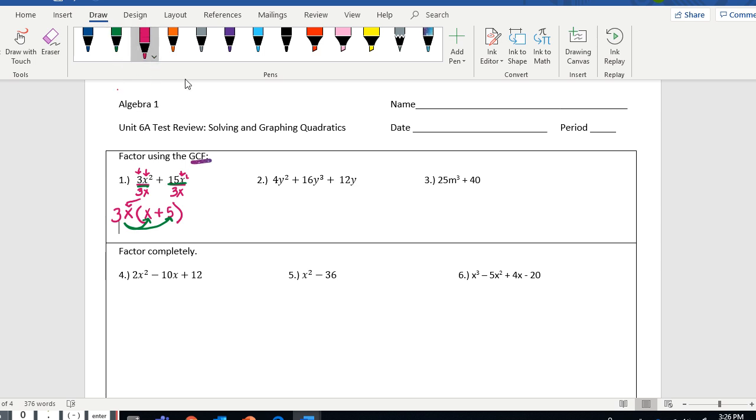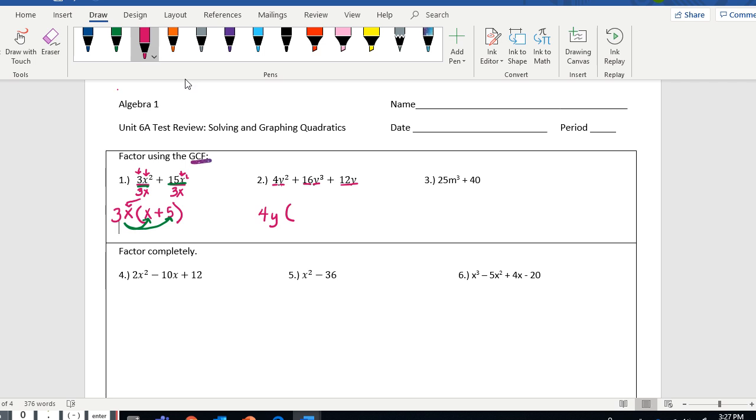Okay? So going on to the next one, I'm going to say 4 is my smallest number. Will it go into 16 and 12? The answer is yes. And then is there a y in each one? Yes, the lowest exponent of y is y to the first power. Now in this one I didn't divide out, so you can see the difference between it.